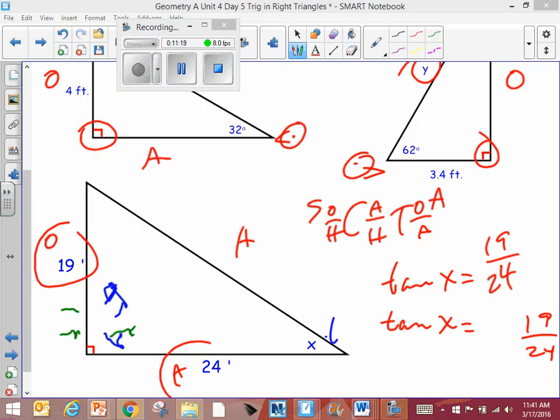Hopefully you're writing in pen to mess you up. I hate writing in pen. All right, tan inverse tan, arc tan, or tan inverse of 19. The two tans, red and blue, they kill each other.